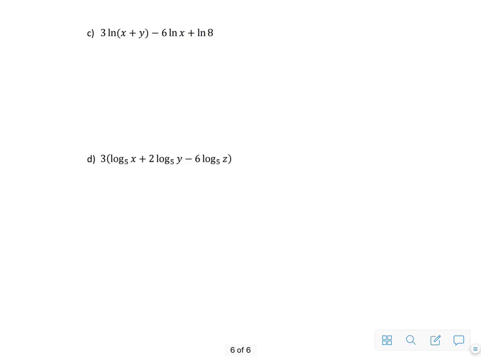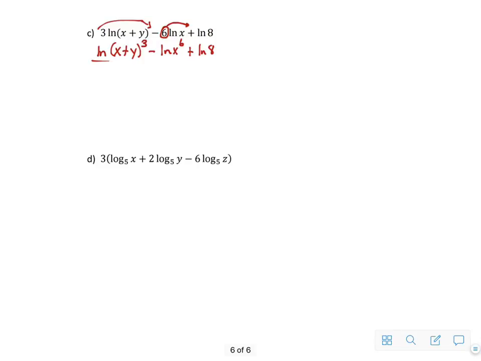Alright, I've got 2 more examples and then we'll be done. Again, we're going to do the same thing we did before. I am going to pull that 3 up inside. I'm going to pull this 6 up inside on the second one, right here, and I'll have minus natural log of x to the 6th, and there's nothing I'm going to do with that 8. I'm just going to leave it there.